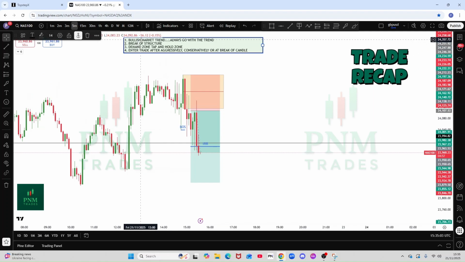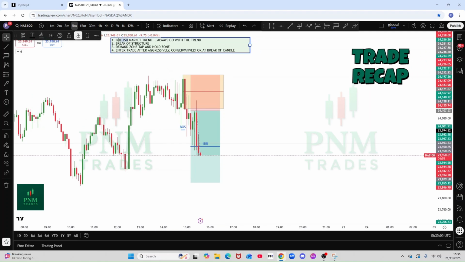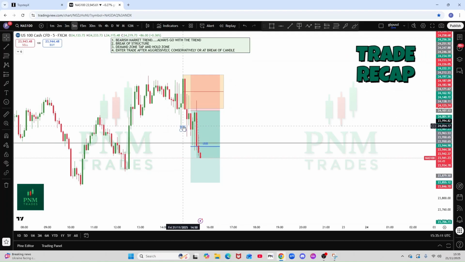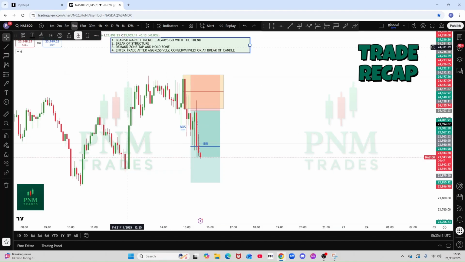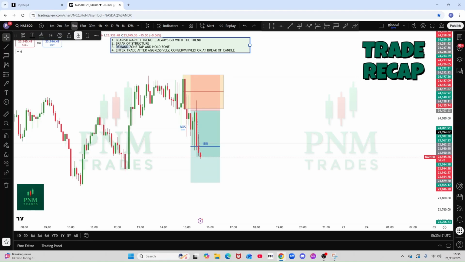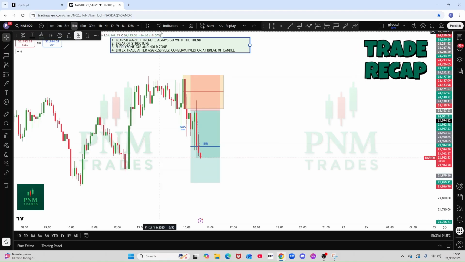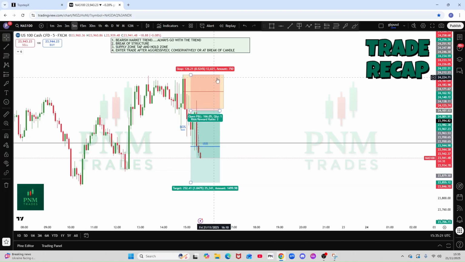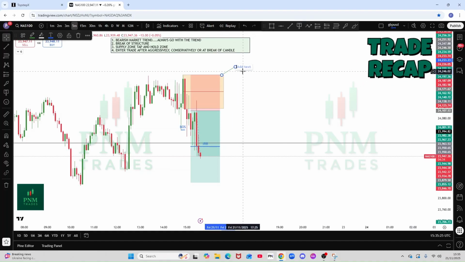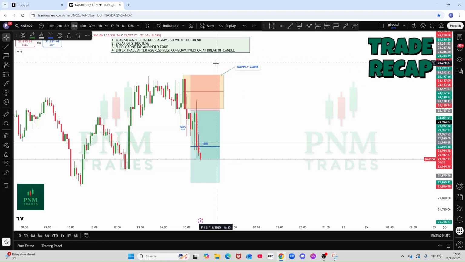So let's edit this based on today. So this was a bearish market at this point. Then we got a break of structure, which is here. Then we hit our supply zone, and which is this. Quick annotation, supply zone, go.